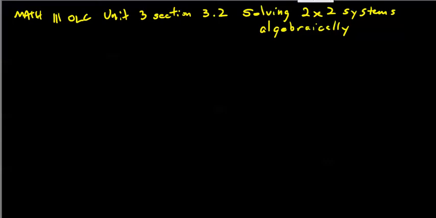This is Math 111 OLC, Unit 3. We're going to start Chapter 3 today in Section 3.2, which is entitled Solving 2 by 2 Systems Algebraically. And this is winter session 2012. Alright, goal. What is our goal in Section 3.2?